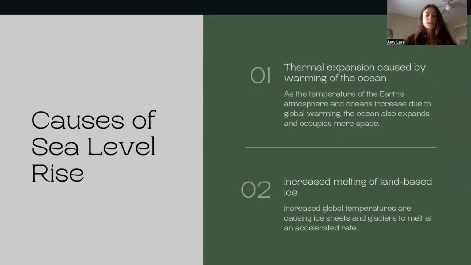Now looking into the causes of sea level rise. First, looking into thermal expansion caused by the warming of the ocean. As the temperature of the Earth's atmosphere and oceans increase due to global warming, the ocean also expands and occupies more space. Looking into increased melting of land-based ice, the increase of global temperatures is causing ice sheets and glaciers to melt at an accelerated rate. These rising levels increase coastal erosion and elevate the possibility of storm surges.